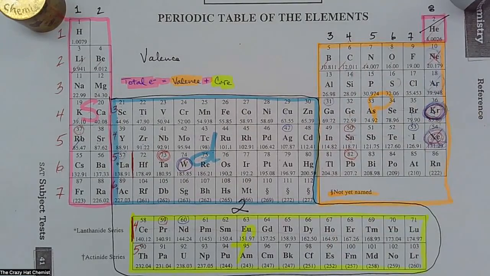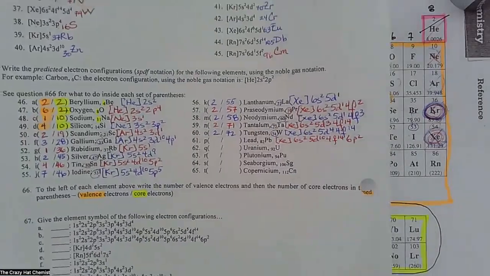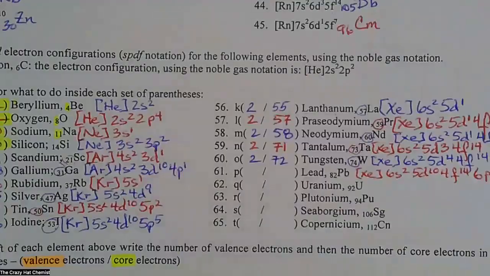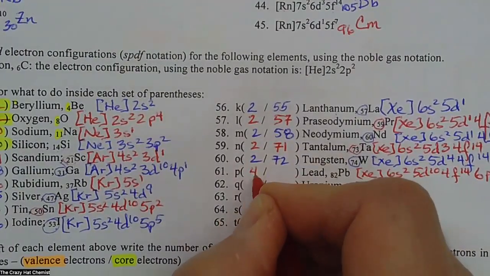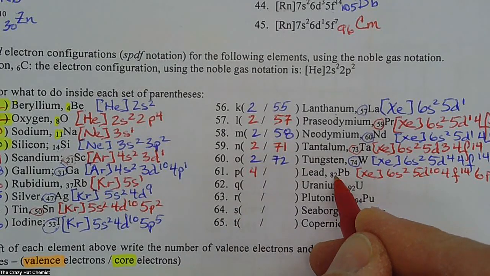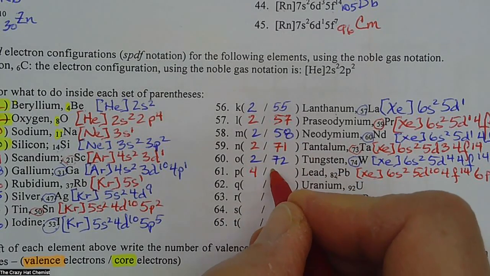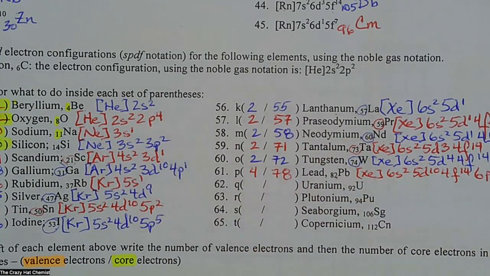That's 4 valence electrons in lead. The total number of electrons is 82. So 82 minus 4, that would be 78. Okay, we're getting closer here, folks, most certainly.